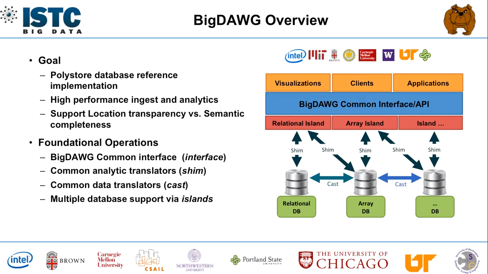The BigDAWG system is our reference implementation of a Polystore database. We've designed it to support high-performance ingest and analytics and many of the relative advantages of different database systems that are out there. In our design, we've ensured that we support the often competing notions of location transparency and semantic completeness. And this allows us to really develop a scalable and flexible architecture.